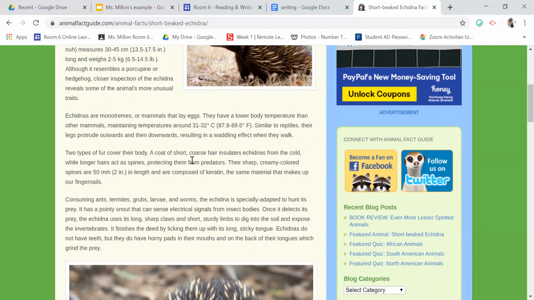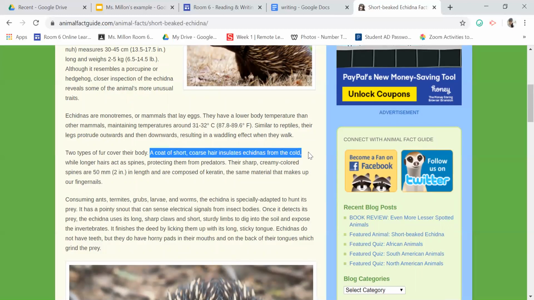So I'm going to stop after this section and I'm going to think to myself, what did I just learn? Is there anything in there that relates to my animal's adaptations? Yes. The author told me here some interesting facts that help them to survive. Well, what did the author tell us here that helps the echidna to survive? Well, the author told me, I'm going to put this in my own words, I'm not going to copy, but right here they said that they have this short, coarse hair that insulates them from the cold.